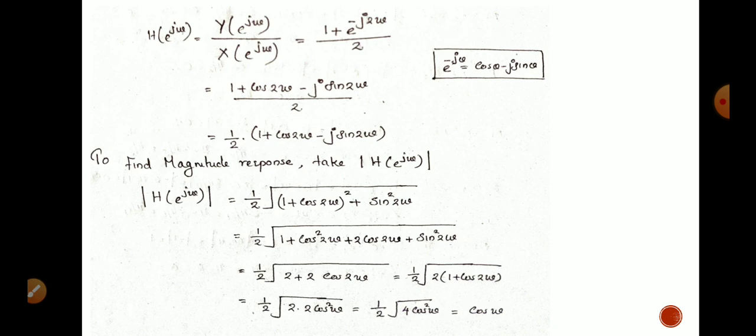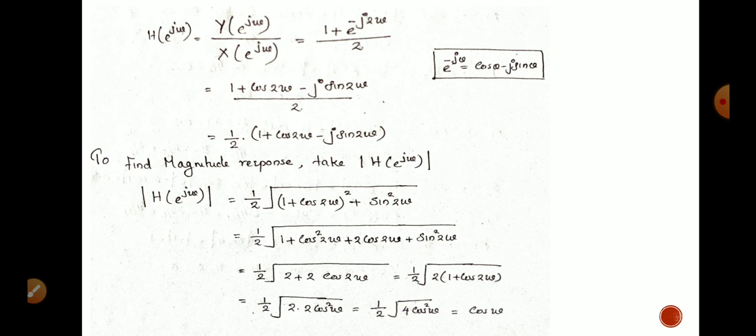By using the trigonometric equation e raised to minus j theta equal to cos theta minus j sin theta, we can write e raised to minus j 2 omega as cos 2 omega minus j sin 2 omega, similar to e raised to minus j theta. Then H of e raised to j omega becomes 1 plus cos 2 omega minus j sin 2 omega whole divided by 2. Then we can rewrite this as 1 by 2 into 1 plus cos 2 omega minus j sin 2 omega. To find the magnitude response, we have to take the modulus of H of e raised to j omega.